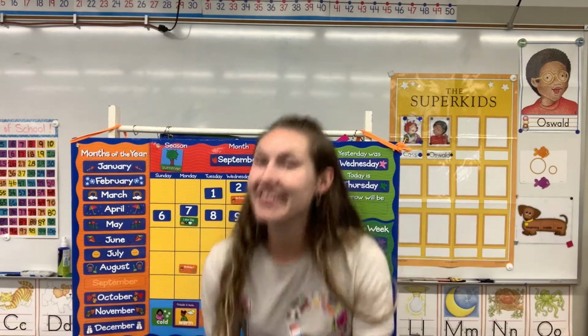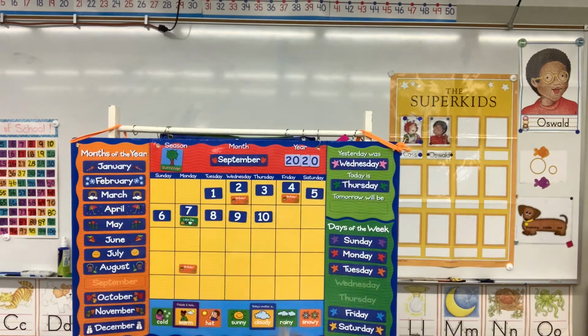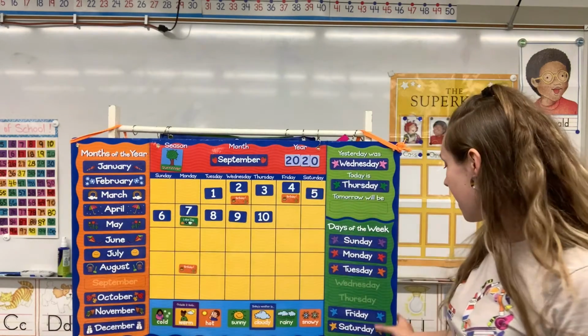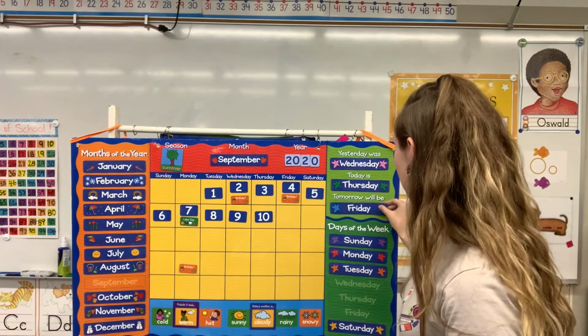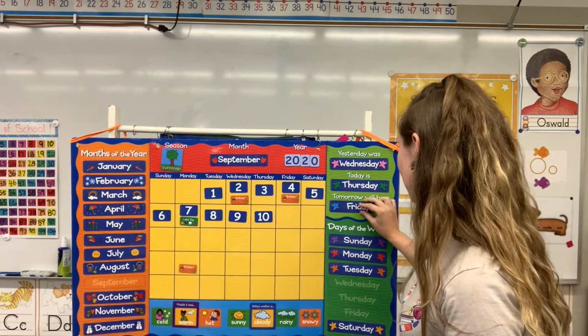So if today is Thursday, that means tomorrow will be, we go all the way down to our toes, Friday. Friday begins with the letter F. Tomorrow will be Friday.